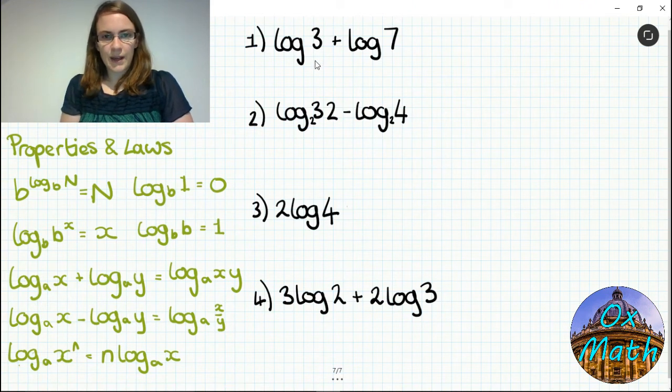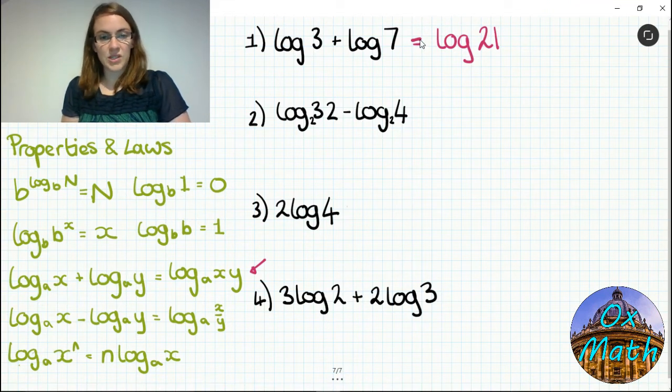So if we have log 3 plus log 7, remember they both mean log base 10 if there is no base written there. So we can combine that into a log of the same base by multiplying the two numbers. We are using our first law that we derived down here. 3 times 7 is 21, so that is the same as log 21. If you've got a calculator, check it and you'll find that it's right.